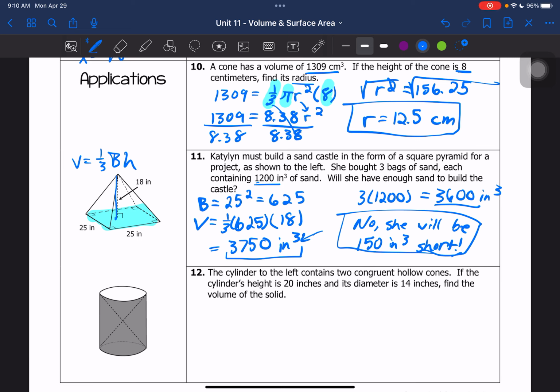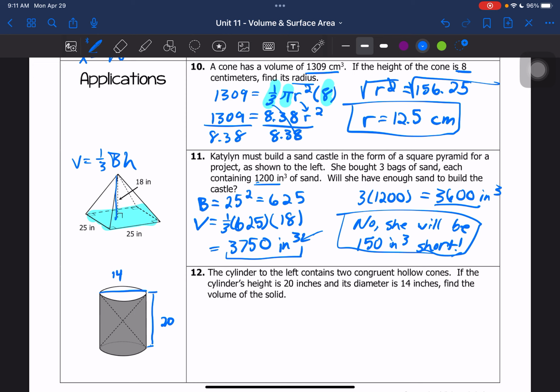Let's talk about 11. It says that the cylinder to the left contains 2 congruent hollow cones. If the cylinder's height is 20 inches and its diameter is 14 inches, find the volume of the solid. Okay, so what I'm going to do first is just mark up that diagram because I noticed that there's no dimensions on it. It says that the diameter is 14 and that the height is 20. So from here all the way to here is 20. And basically there's 2 cones inside of that cylinder and they're hollow.